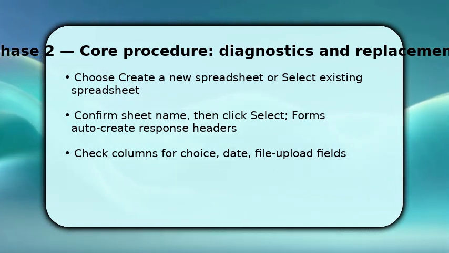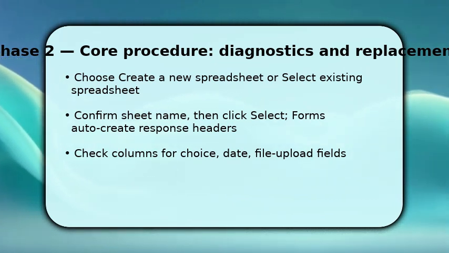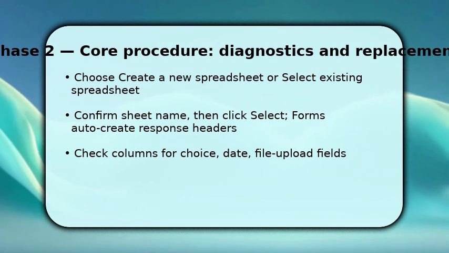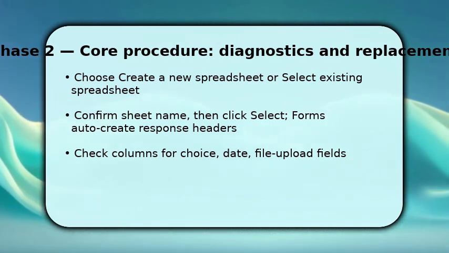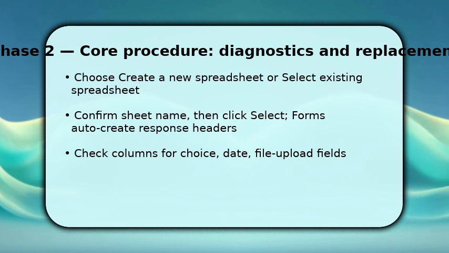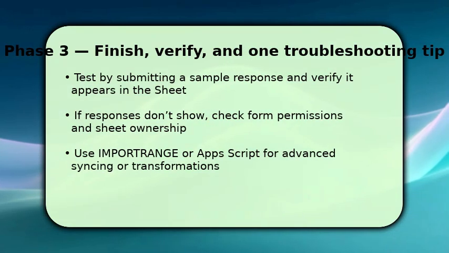You should inspect columns for multiple choice, date, or file upload fields and adjust adjacent columns if you plan formulas. Make sure timestamp column is preserved. Finish by submitting a test response to confirm data flows into the linked sheet. You'll see a new row with the timestamp and answers.